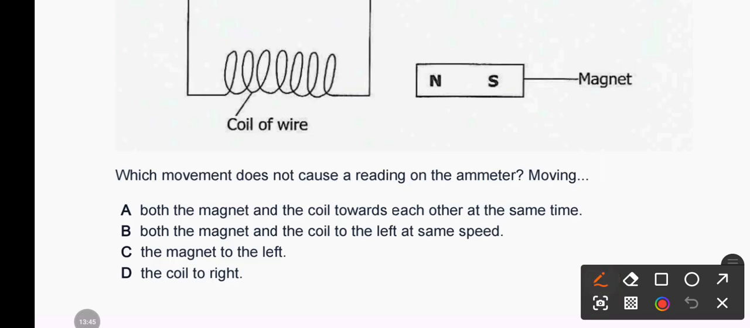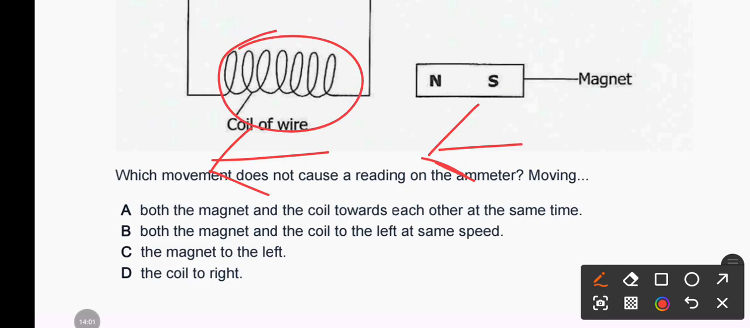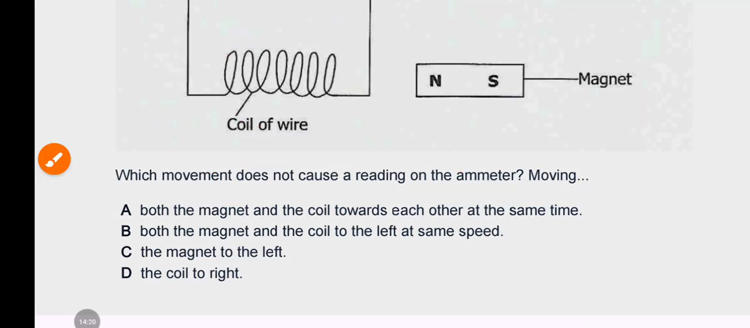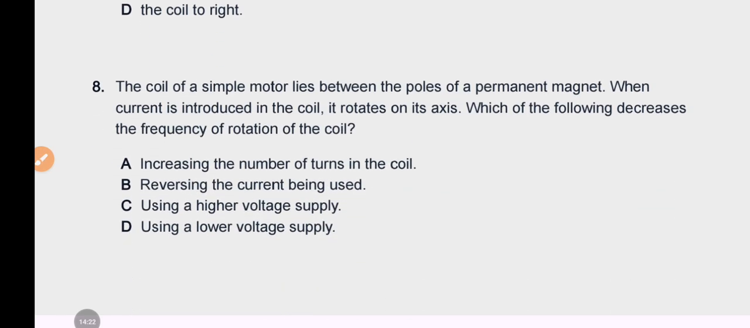Right. Option B. Both the magnet and the coil move to the left at the same speed. If we take the magnet and the coil to the left at the same speed, then this coil will not experience any change in magnetic field. And because the coil is not experiencing a change in magnetic field, the ammeter will not register any reading at all. Thus here my answer is A. Okay, I mean my answer is B, sorry.